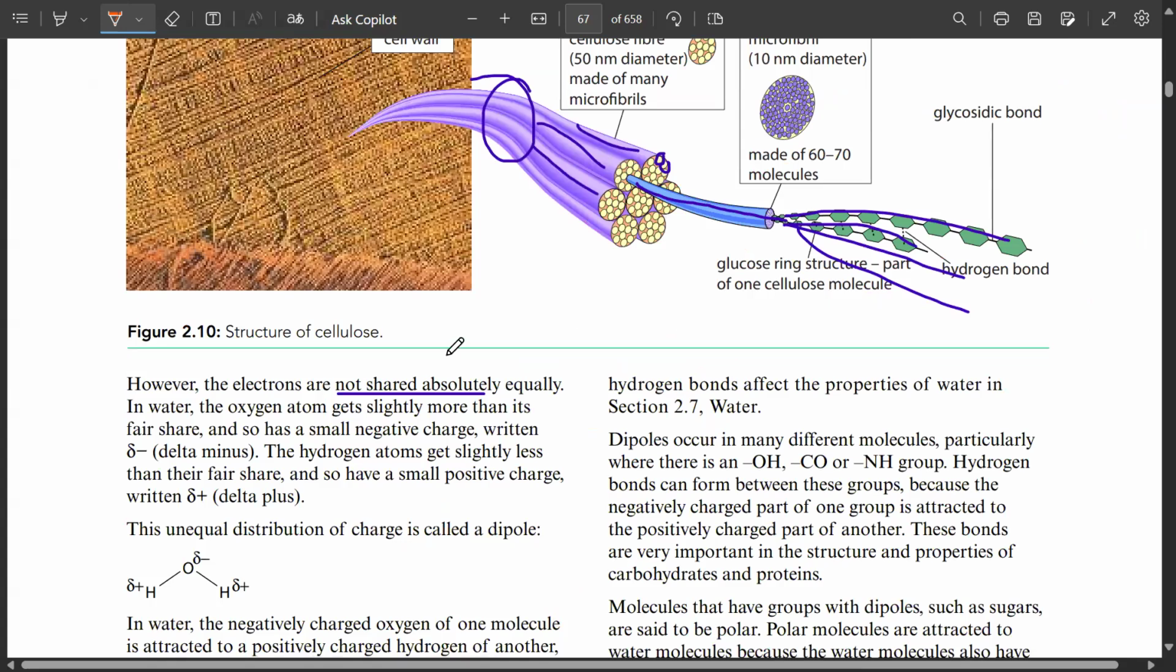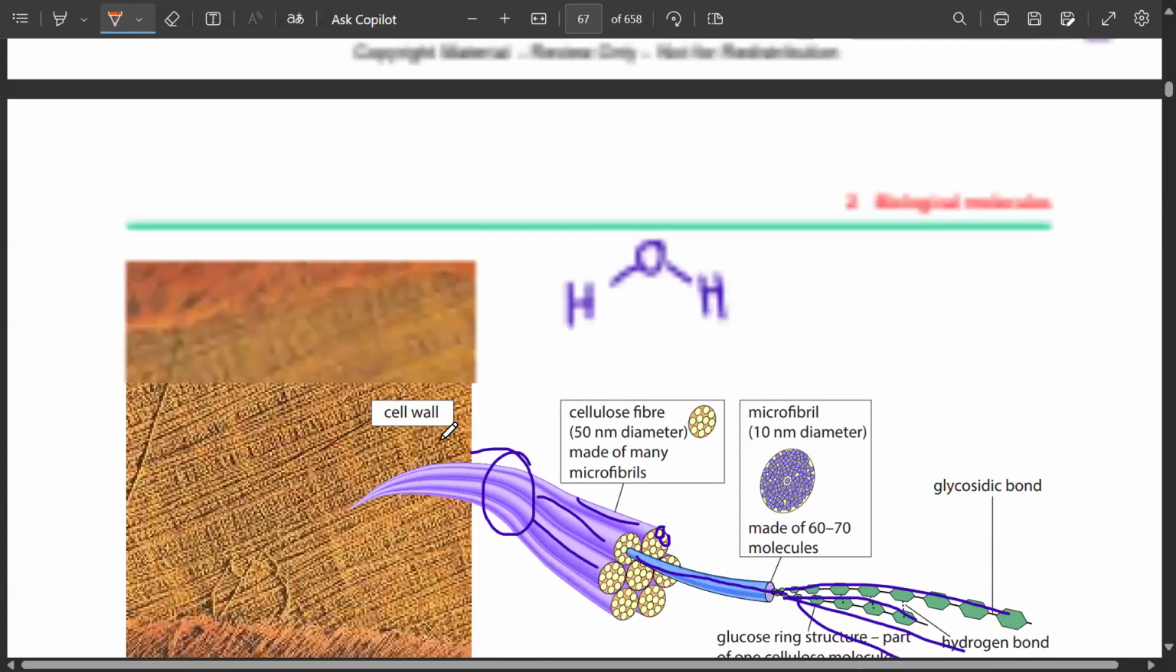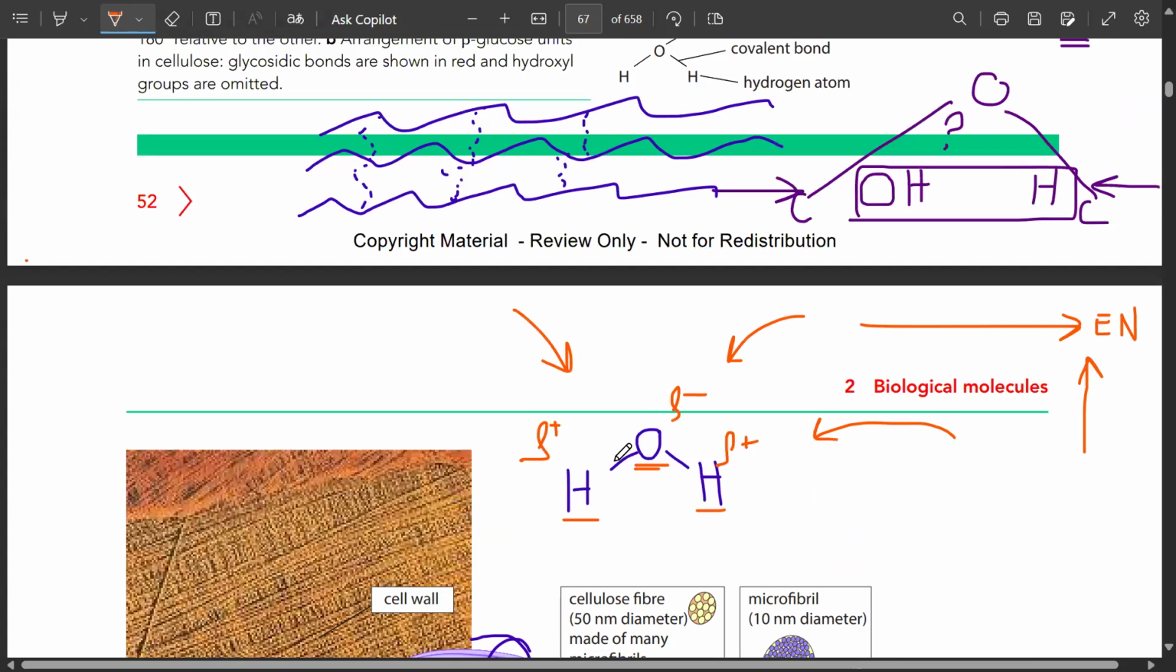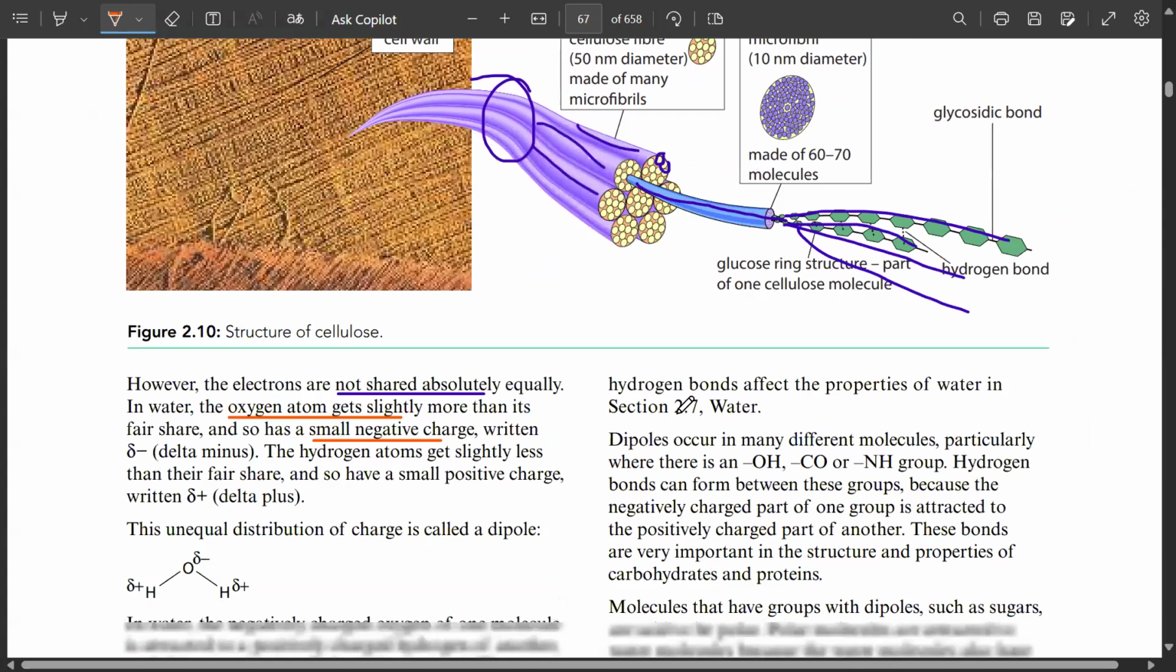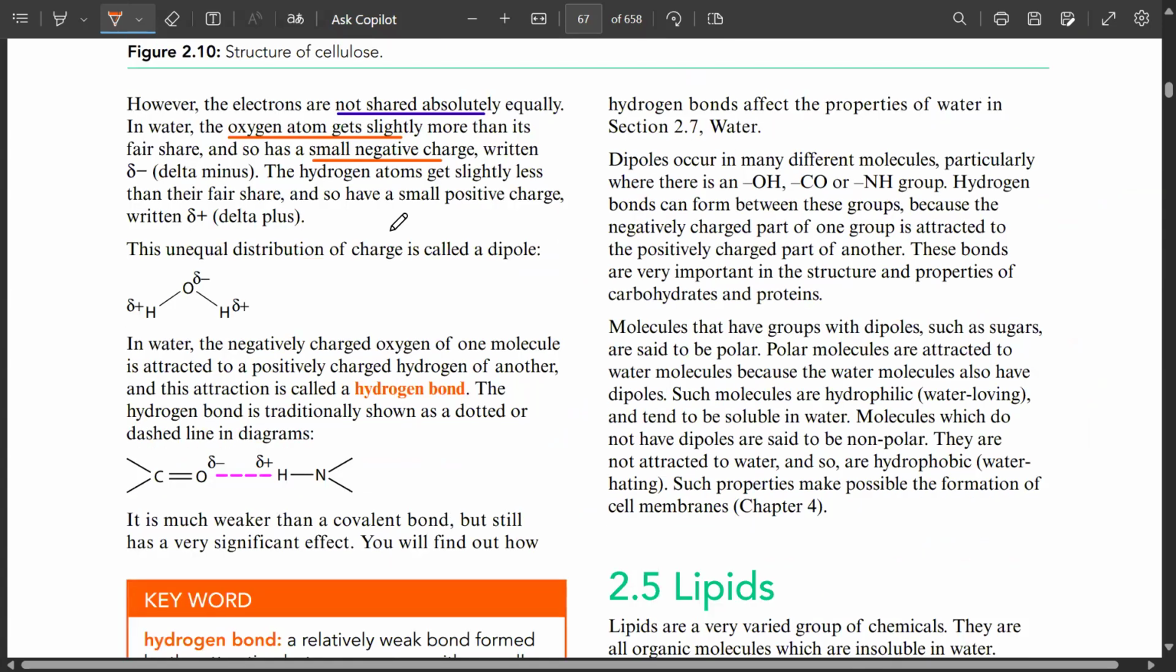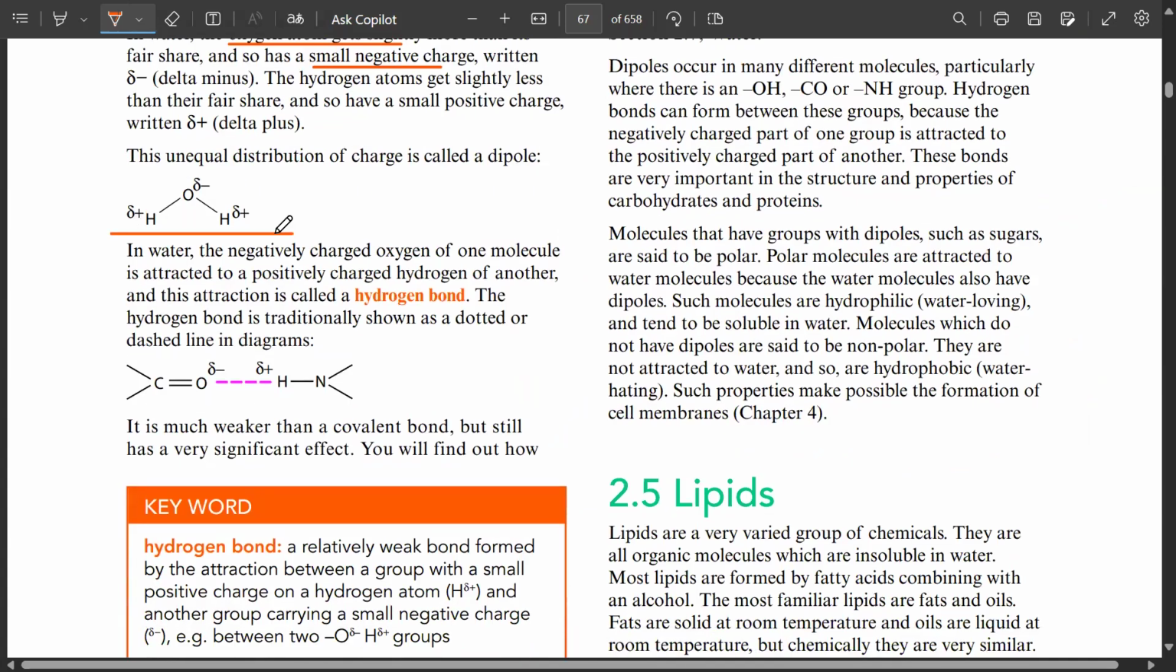Electrons are not shared absolutely equally because in water, the oxygen atom gets slightly more than its fair share and it has a small negative charge. We know that hydrogen and oxygen have a covalent bond, but the pair of electrons is closer towards oxygen. Over here, the pair of electrons is also closer to oxygen. That is why oxygen has a partial negative charge. The hydrogen atom gets a slightly positive share. So we call this a dipole.